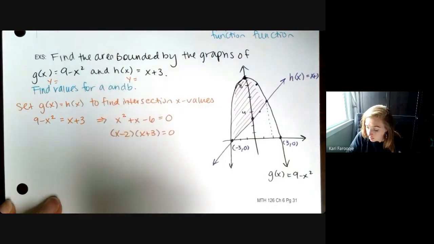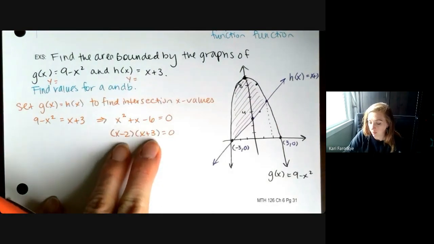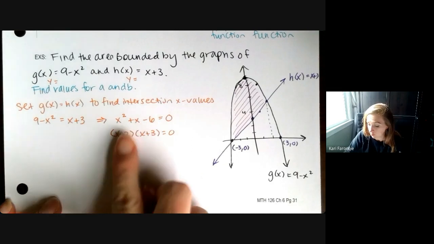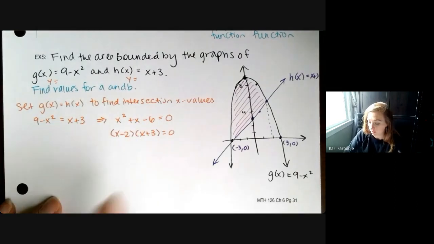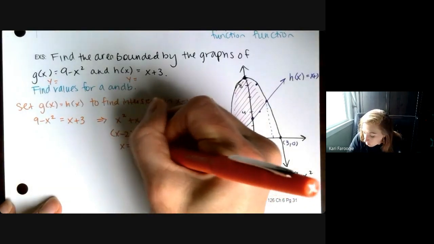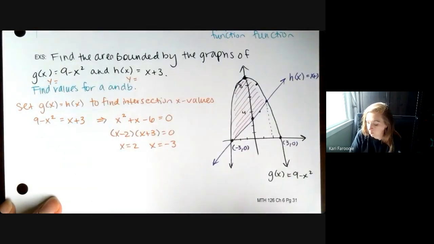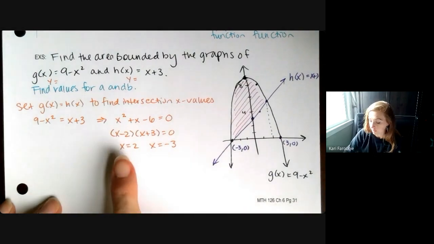And always check that. But these two multiply together. A negative times a positive will give you a negative. And when you add up -2 plus 3, you get +1. And then you end up with x equals 2 and x equals -3. These are the values of a and b.